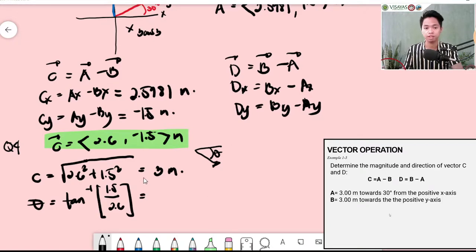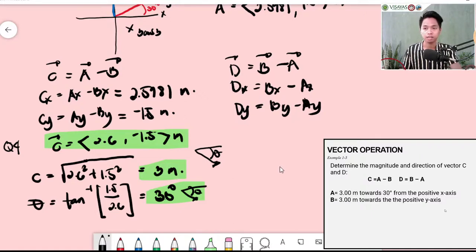So therefore, what is the value of our theta? That is arctangent of 1.5 over 2.6 or 2.5981 para medyo exact. So that would be 30 degrees. Asa na siya dapit? Direction. Muna yung direction sa theta. So therefore, nahuman na nato ang magnitude and direction of C.